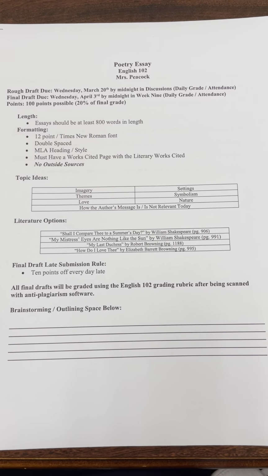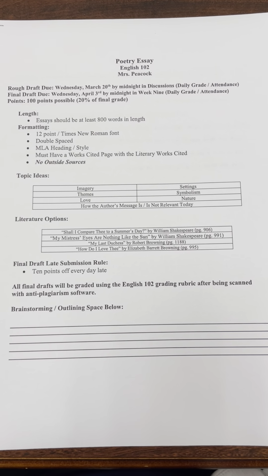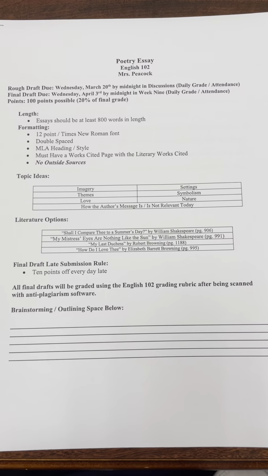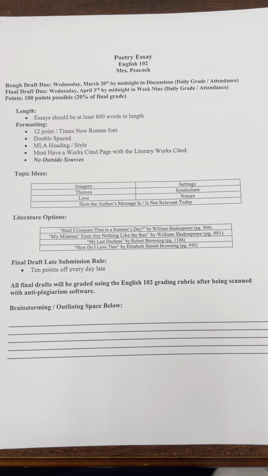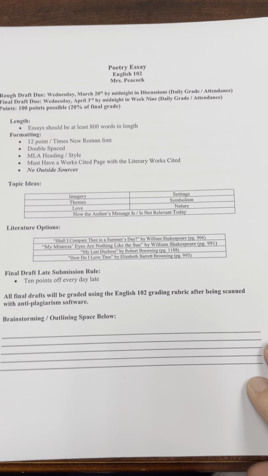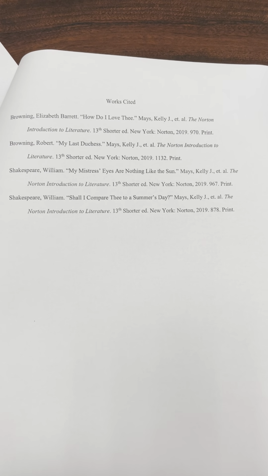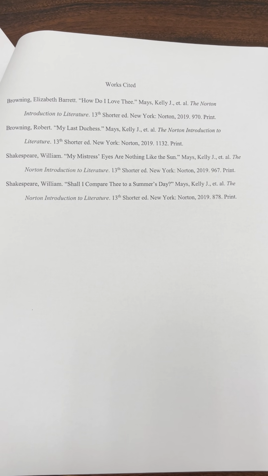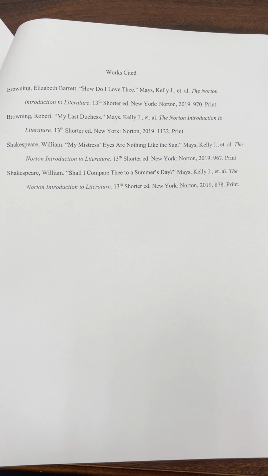An essay should be at least 800 words in length. That does count your works cited page. For formatting, it's 12 point Times New Roman font with double space and MLA heading and style. It must have a works cited page with the literary works cited, but look on the second page. I've done that for you. You already have the works cited citations done, so just choose the ones that match with the poems you've chosen.